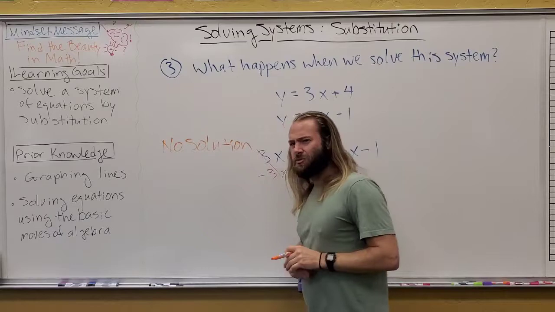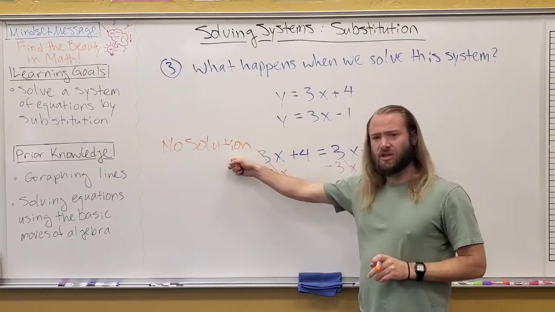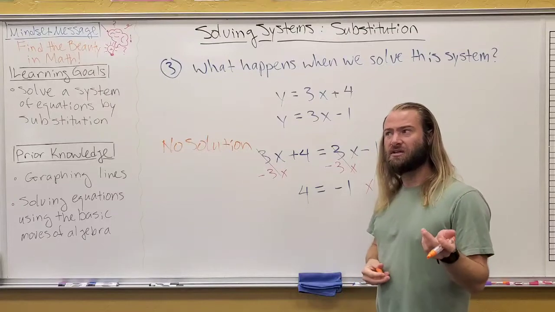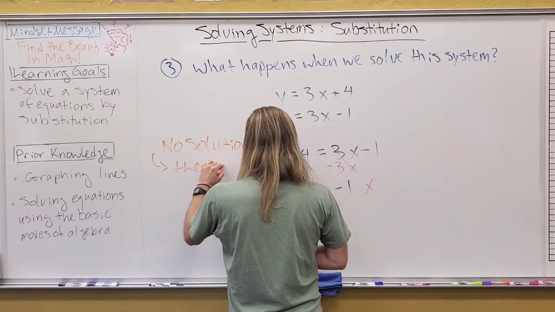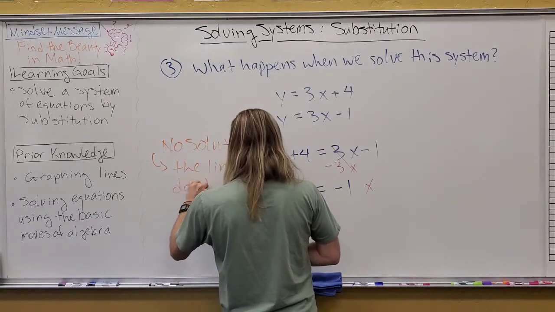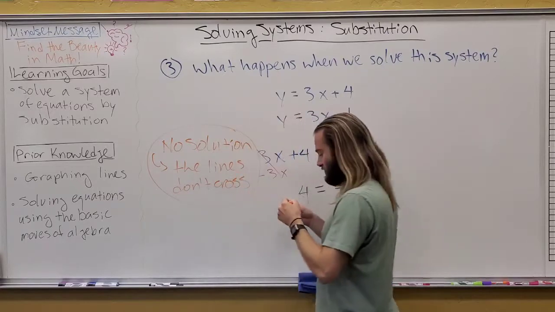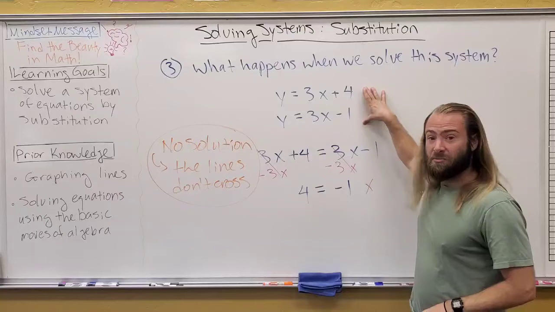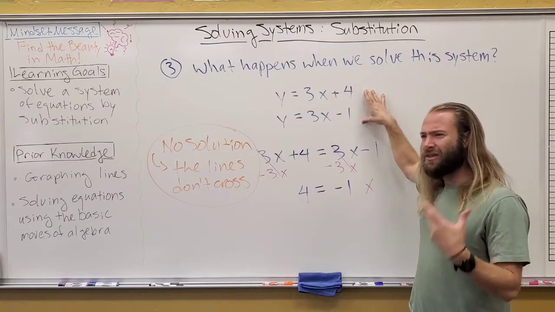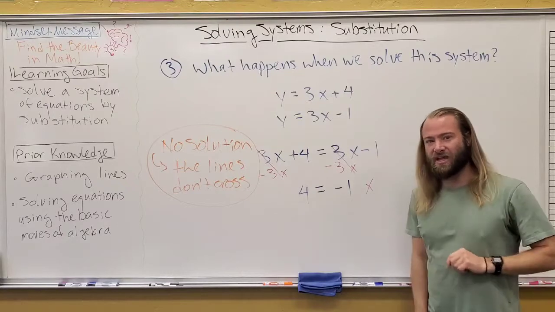Now let's remember, we're trying to find where the lines cross. If there's no solution, that means the lines don't cross. So an important thing to mention here is that the lines don't cross. Now there's something very important about these equations based on those lines that tells me, oh, I know that they won't cross. But we're going to end up getting into that in our next lesson.